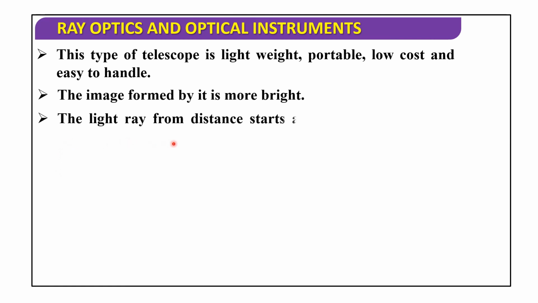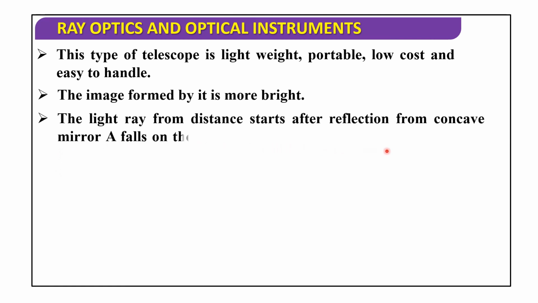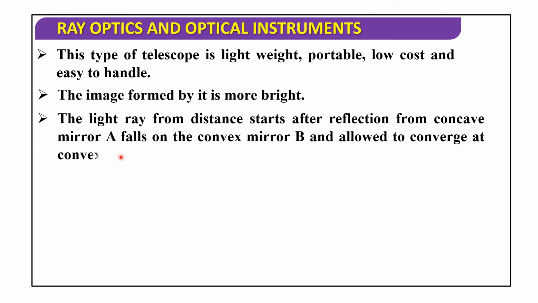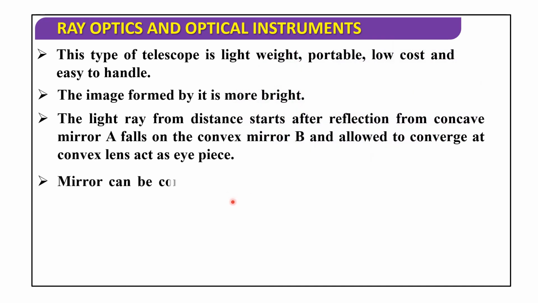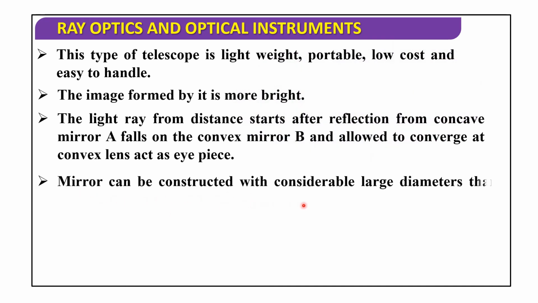The light rays from distant stars, after reflection from concave mirror A, fall on the convex mirror B and are allowed to converge at a convex lens that acts as the eyepiece. So in a reflecting telescope, no absorption of light takes place as in the other telescopes. Mirrors can be constructed with considerably larger diameters than lenses.